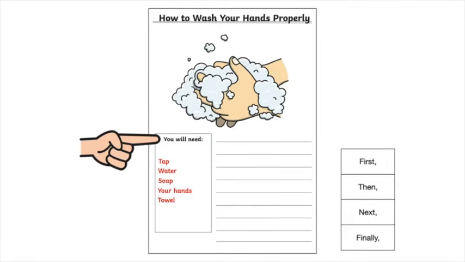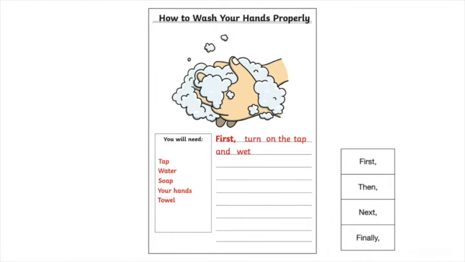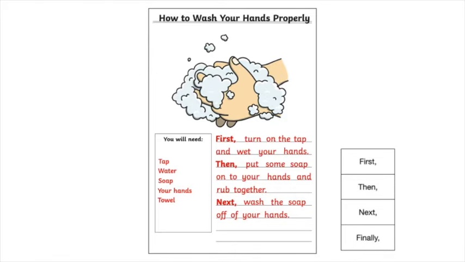And then we are going to begin with the first step. First, turn on the tap and wet your hands. Then, put some soap onto your hands and rub together. Next, wash the soap off of your hands. Finally, use a towel to dry your hands.